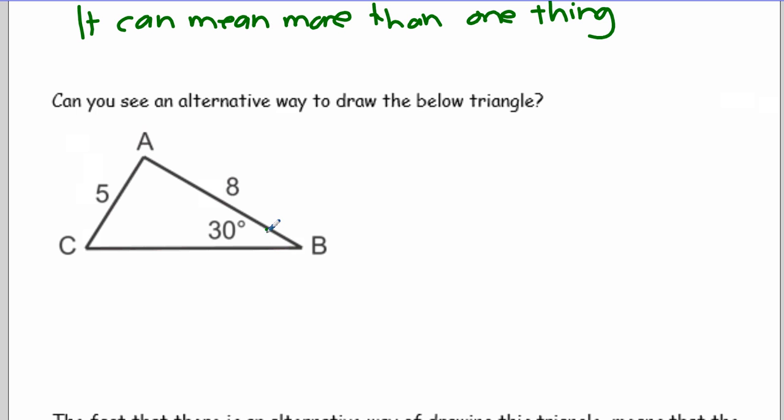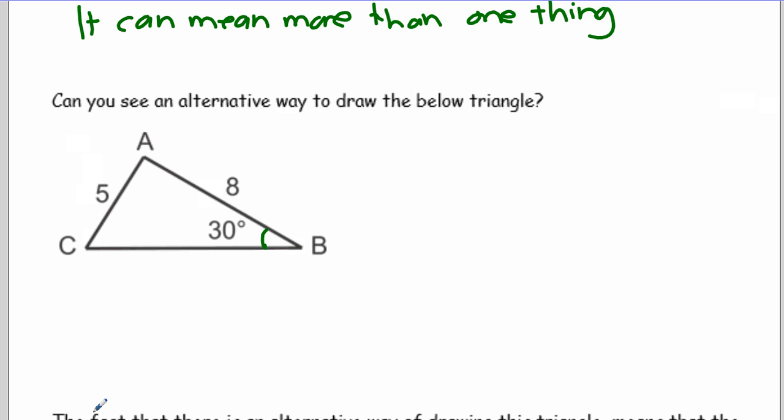Can anyone see an alternative way of drawing this if we've got a length of 8, a length of 5, and all we know is that angle there? We don't know exactly those 2 angles. It's an alternative way of looking at this. Can you just flip it around? I don't know what you mean. I suppose you could. That is one way.